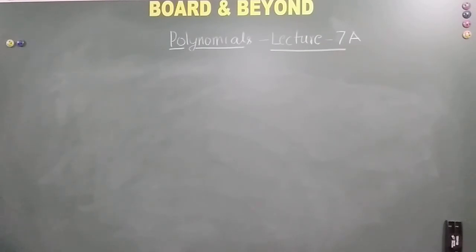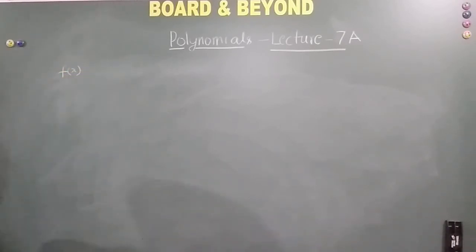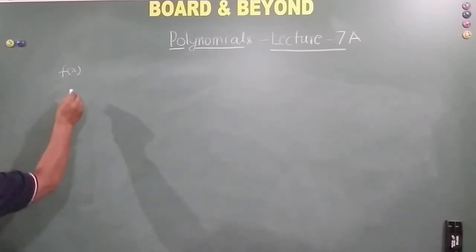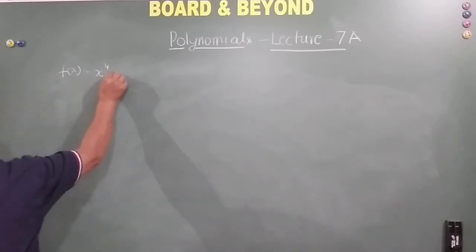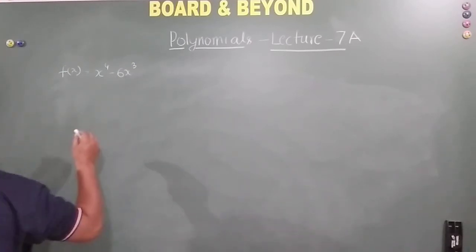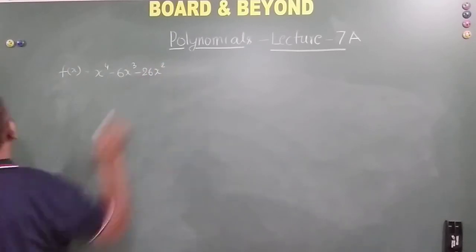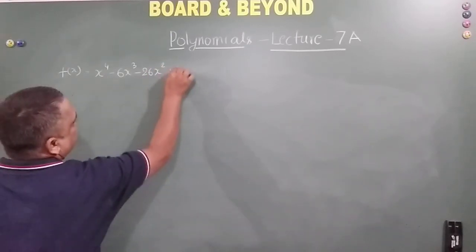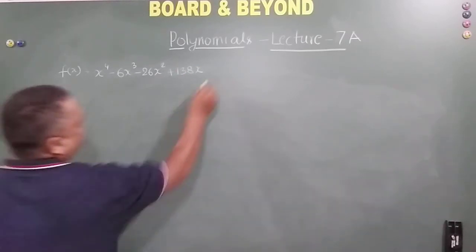So the next question says that if 2 zeros of the polynomial f of x is equal to x raised to power 4 minus 6x cube minus 26x square plus 138x minus 35.